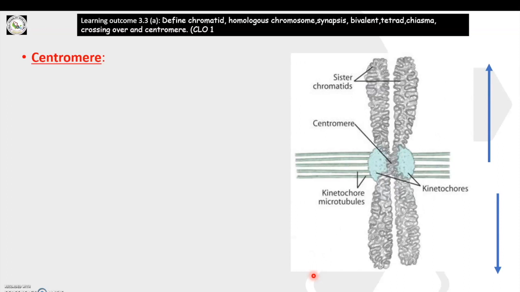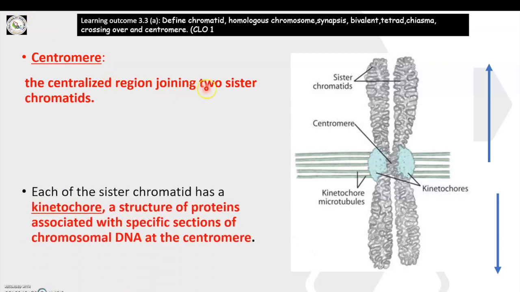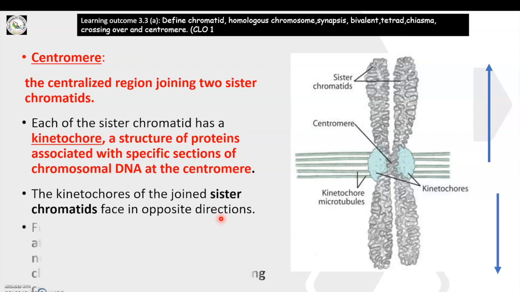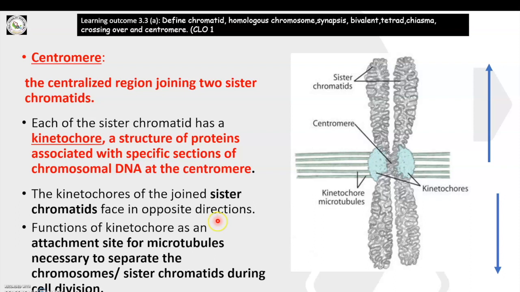We go on to the term centromere. Centromere means the centralized region joining the two sister chromatids. So here is the centromere, and each of the sister chromatids has a kinetochore, a protein structure associated with the specific section of the chromosome DNA at the centromere. The kinetochores face in opposite directions on the two sister chromatids. The function of the kinetochore is as an attachment site for microtubules, necessary to separate the chromatids during cell division.